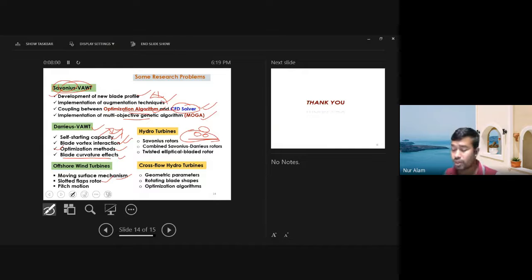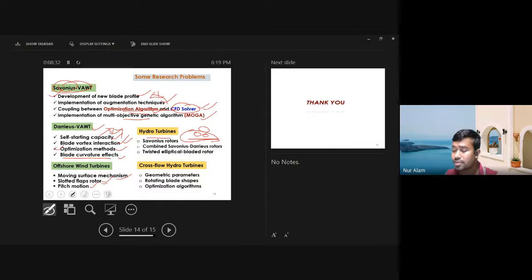Like you have seen on an aeroplane, the aeroplane wings have flaps. Aeroplane flaps are made with various slots, a lot of slots, to reduce the flow separation and to increase the lift. The same mechanism you can use in the case of offshore wind turbines. And another is pitching control. You can control the pitch to get the optimum performance.